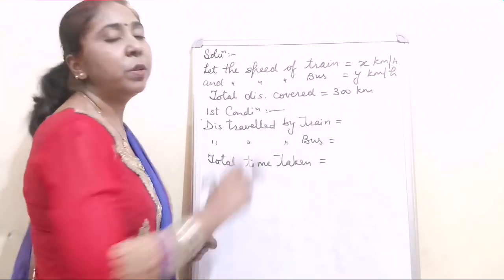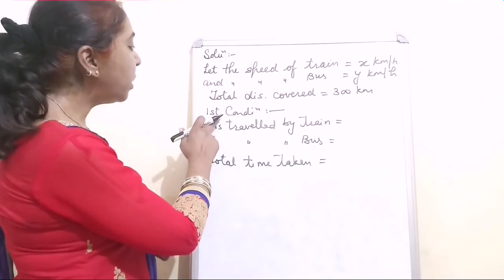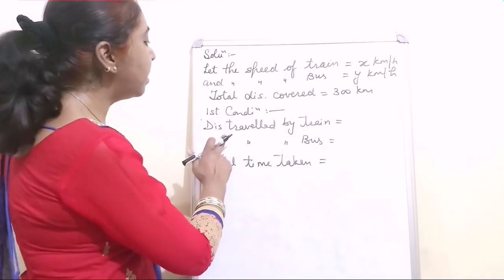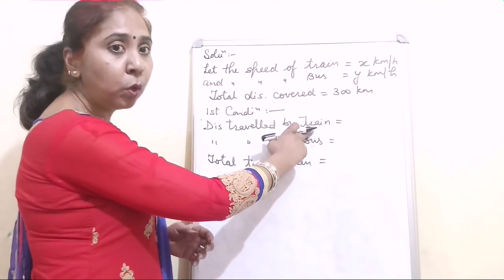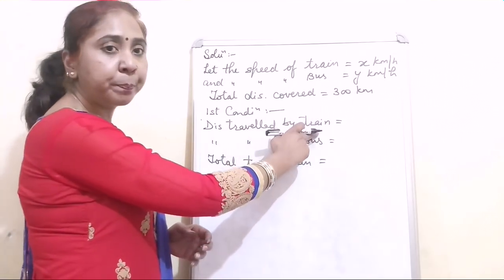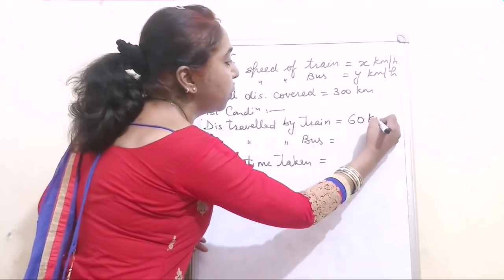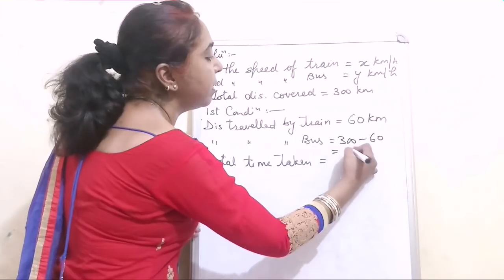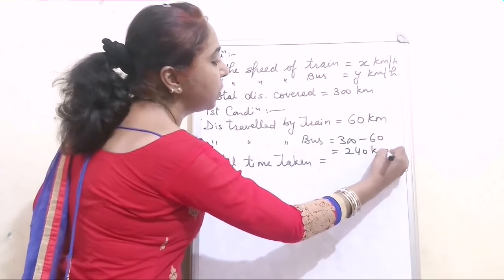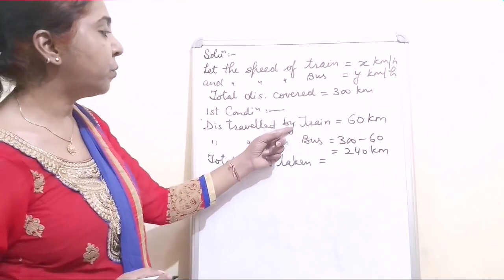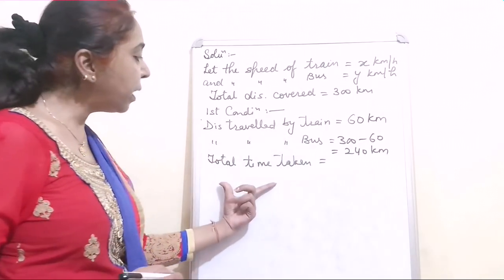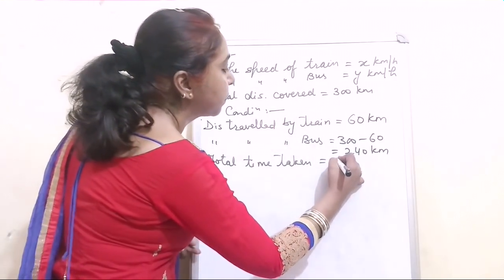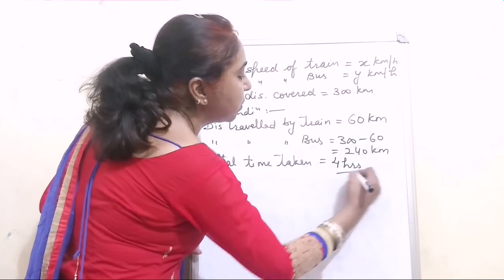It is 300 kilometers. Now, according to the first condition, when he is covering this 300 kilometers, out of that he is covering the distance by the train equal to 60 kilometers. That is 60 kilometers, given in the question. And how much is left for the bus? 300 minus 60, that is 240 kilometers. Now we have the distance traveled by the train as well as by the bus. Also the total time taken by the train and the bus together is equal to 4 hours. This is also given in the question.